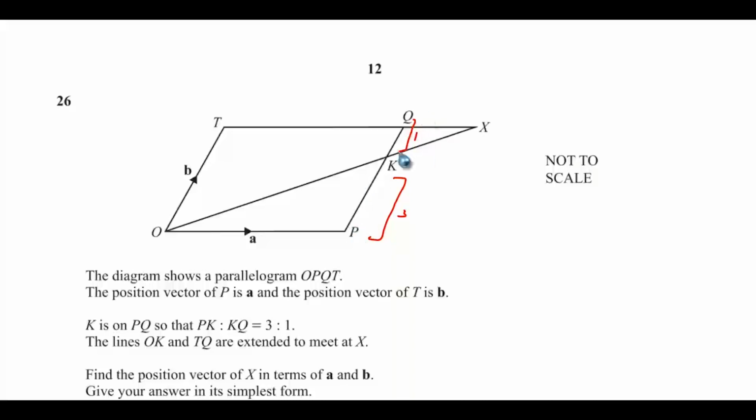Okay, so let's start with this one. PQ is the same as OT. So we can easily find PK and then KQ respectively. Let's start with PK. So PK will be equal to the ratio of PK, which is 3 over the total ratio 5, multiplied by length PQ, that will be B.